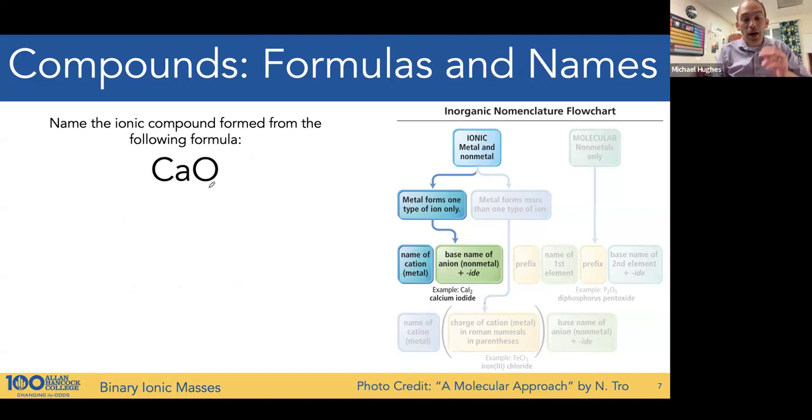Calcium and oxygen together, calcium is 2 plus, oxygen is 2 minus. Calcium is a metal. It's an alkaline earth metal, always with a 2 plus charge. And so to name it, we just place the name of the metal, calcium, and then the base of the anion and ide, so that's oxide.